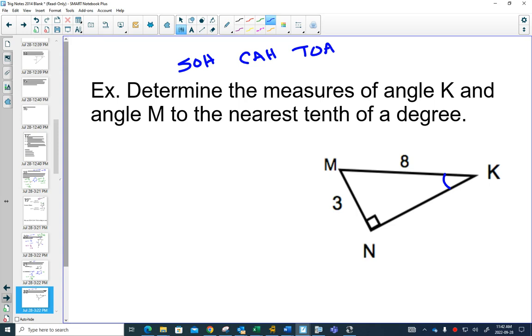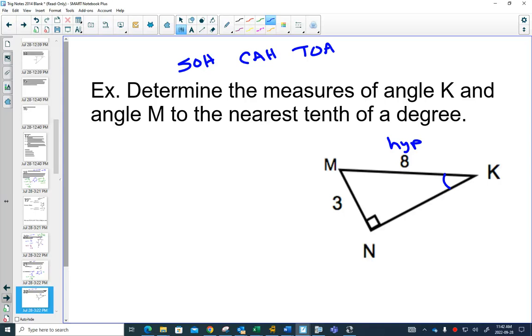Always label your hypotenuse. Do your opposite and adjacent in your head. So your hypotenuse, agreed, is always going to be the 8. The reason I say do opposite and adjacent in your head is because they're going to change depending on which angle you look at, right? The number 3 is opposite for K, but adjacent for M. So I don't really want to write opposite here because it's not always the opposite.